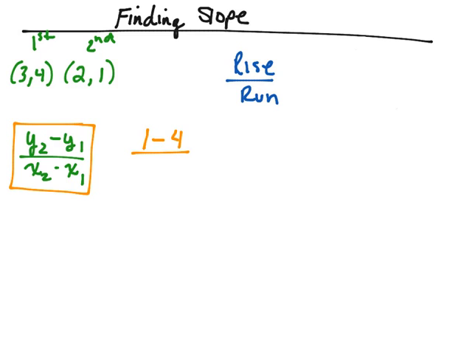Do the same thing with your x's. Take your second x, and that's a 2. Subtract your first x, that's a 3. So 1 minus 4 would give us a negative 3. 2 minus 3 would be a negative 1. But after reducing or simplifying this, negative 3 divided by negative 1 turns out to be a positive 3. So the slope of these 2 points would be 3.